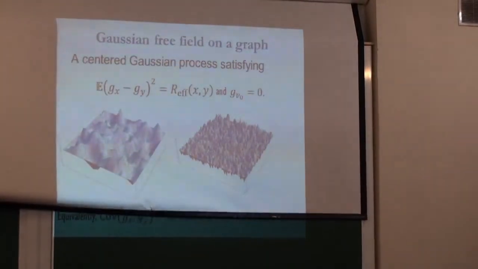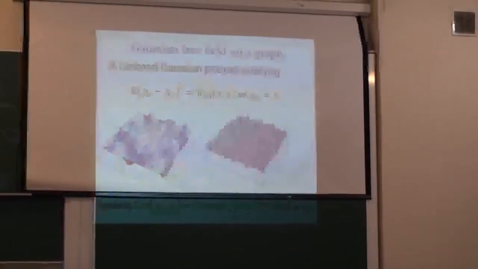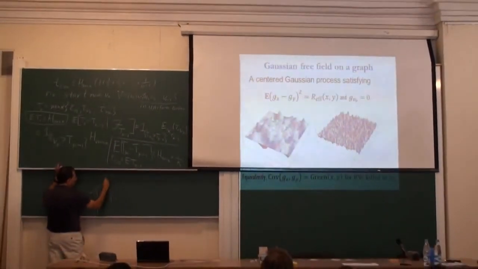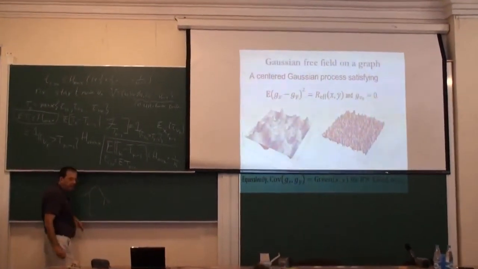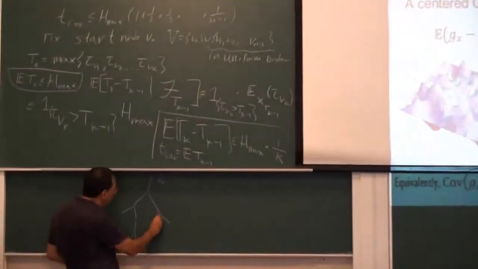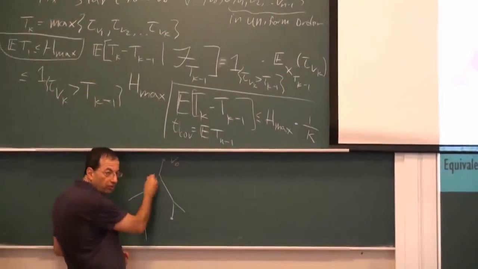Okay, I'm just going to draw this for one second. So you have a tree. Any tree, it doesn't have to be regular. Say V0 is here. You put independent IID Gaussian variables on the edges, and then to determine the value of the field here, you just add the Gaussian variables along the path.